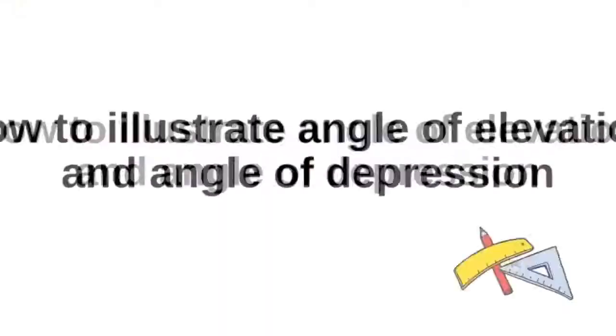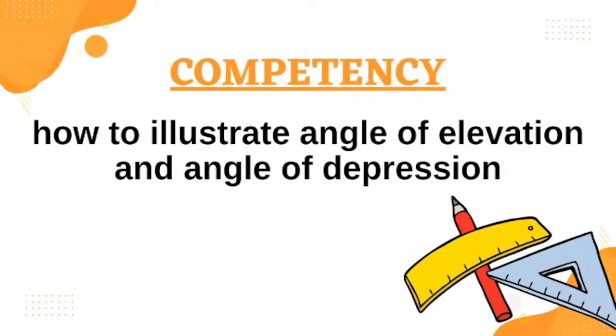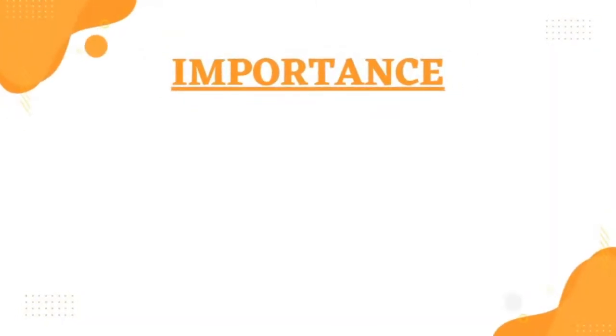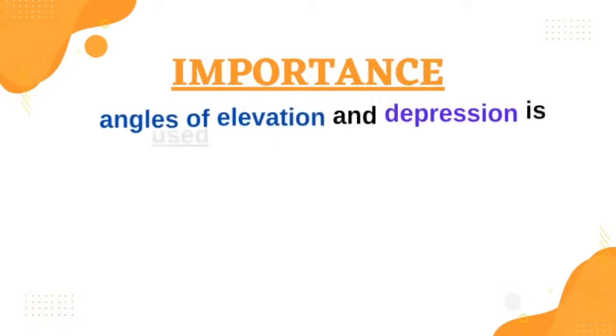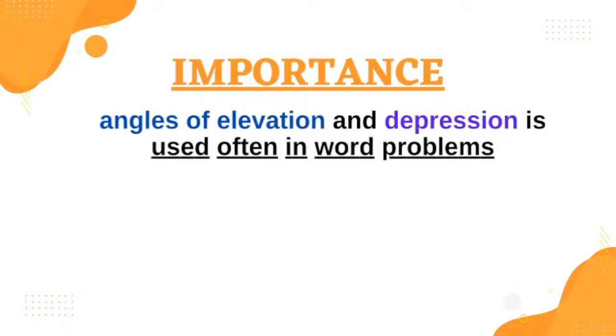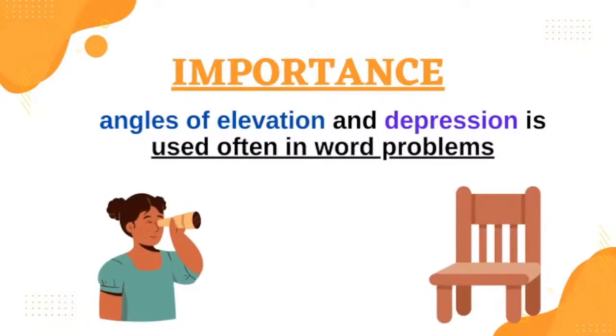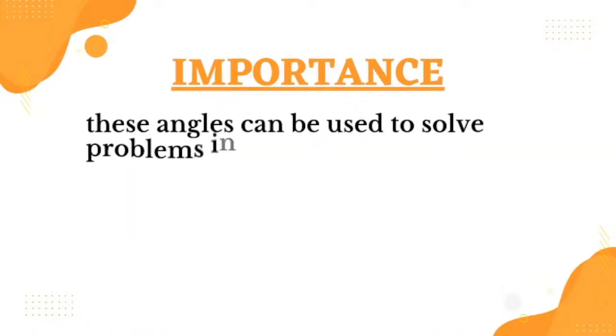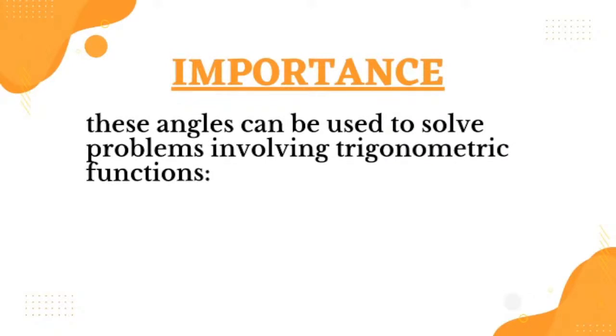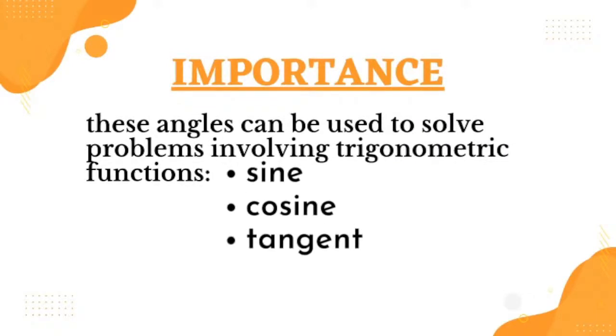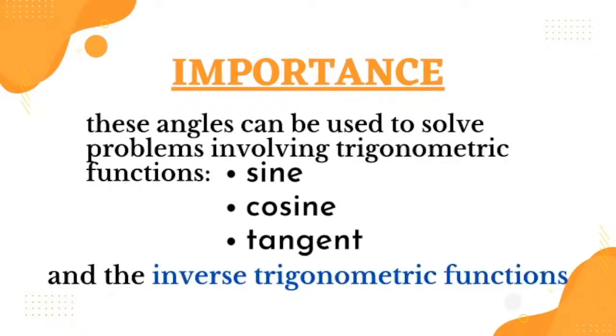Now, let us begin. Now learners, today we will learn how to illustrate angle of elevation and angle of depression. Now what is the importance of this lesson? Well, this lesson is important because angles of elevation and depression are used often in word problems, especially those involving a person's line of sight as they look up at a certain object. Also, these angles can be used to solve problems involving trigonometric functions such as sine, cosine, and tangent, and also the inverse of trigonometric functions.